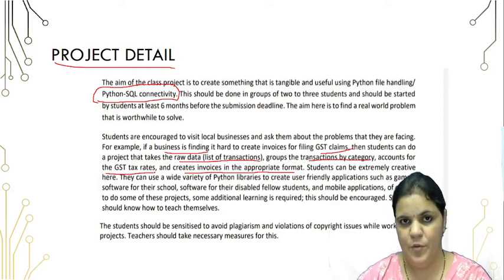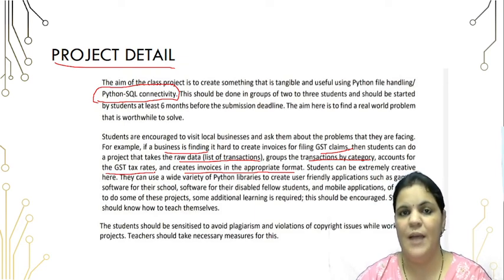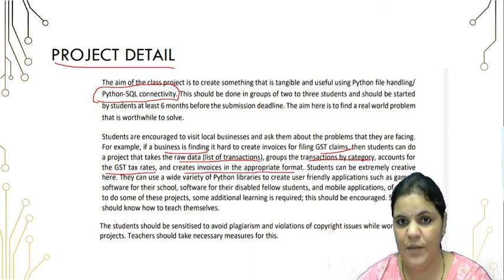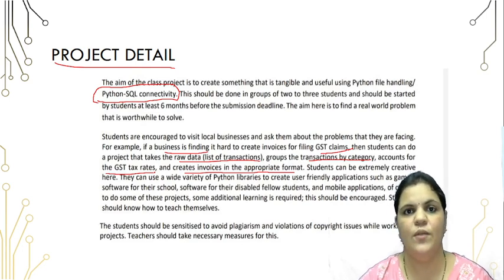So the project submission is of 8 marks out of 30. I'm not talking about term 1 and term 2. I'm talking about final, that is 8 marks. Out of 8 marks, you will score only and only when you will learn how to interface SQL with Python.